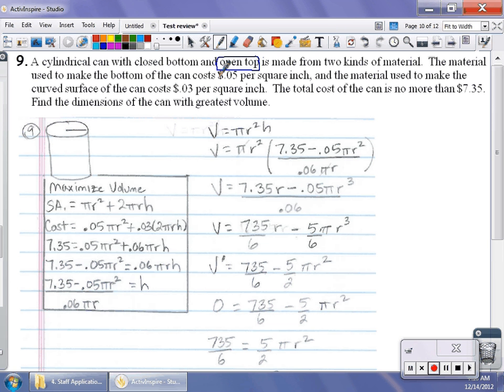It's made from two kinds of material. The material used to make the bottom of the can costs 5 cents per square inch. The material used to cover the surface, and when they talk about the surface, they're talking about the curved or the round part of the can, costs 3 cents per square inch. The total cost of the can is no more than $7.35. Find the dimensions of the can with the greatest volume, so our objective here is to maximize volume.